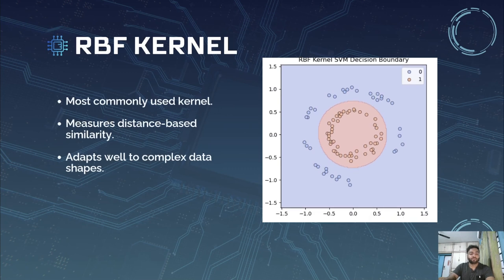The RBF kernel is probably the most widely used kernel in practice. It uses a Gaussian function to measure the similarity between two points based on the distance in the feature space. The RBF kernel is flexible and can adapt to complex data shapes, making it one of the best choices for many real-world applications.